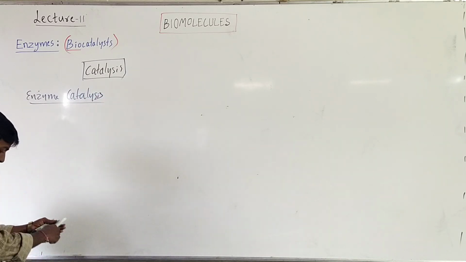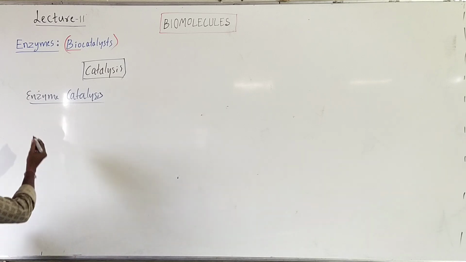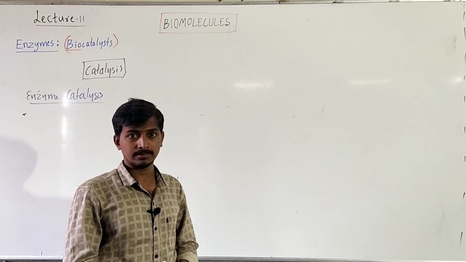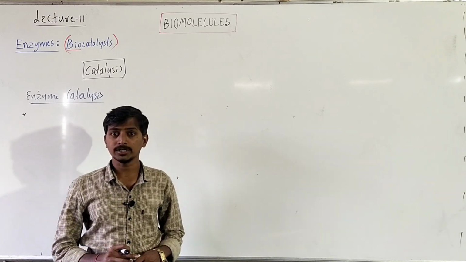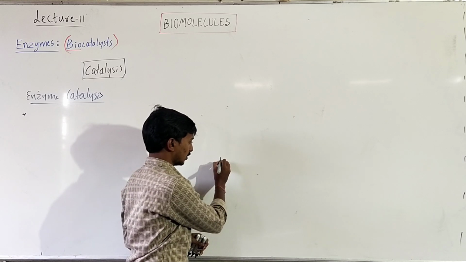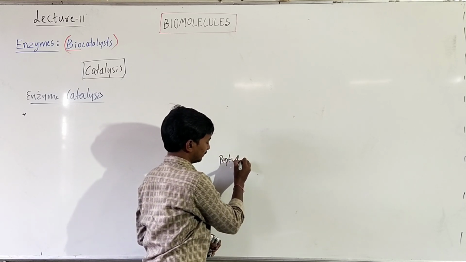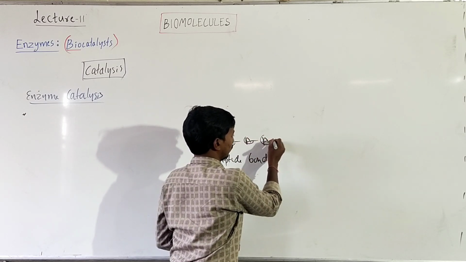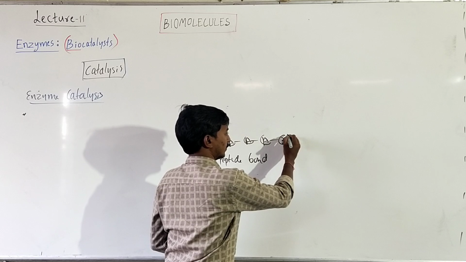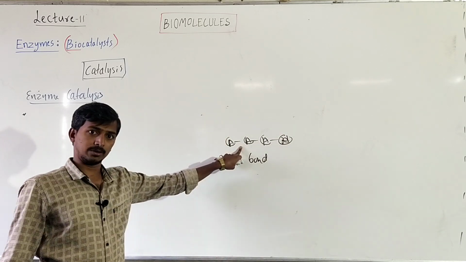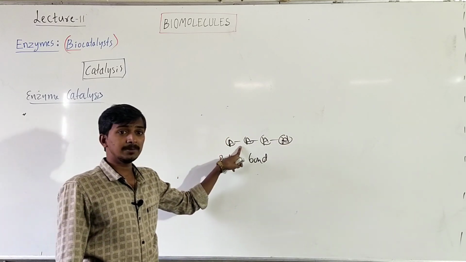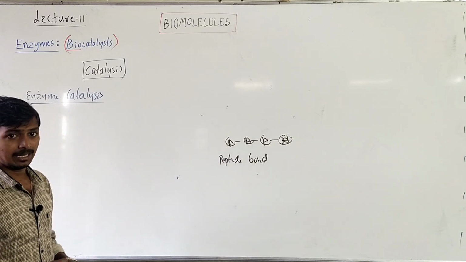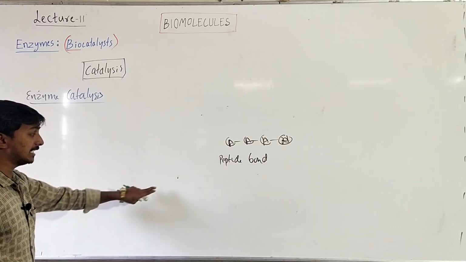Enzyme catalysis. As we know, an enzyme is nothing but a protein. Protein is formed by the formation of peptide bonds, by joining many amino acids, and a chain of amino acids is formed. The bond is a peptide bond, right? So this bond will be broken down at high temperatures. This process is called denaturation.